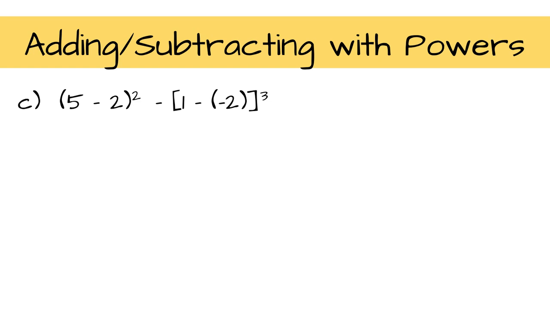One final example makes it a little bit more complicated, but let's have a look and work our way through it. So first things first, we're going to start with what's inside of our brackets. We're going to do that step first. So 5 minus 2 is 3 squared minus, and over here we have 1 minus negative 2, which is the same as adding, so that's 3 cubed.